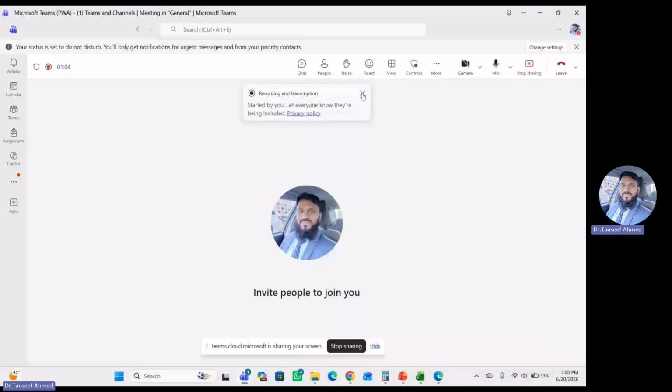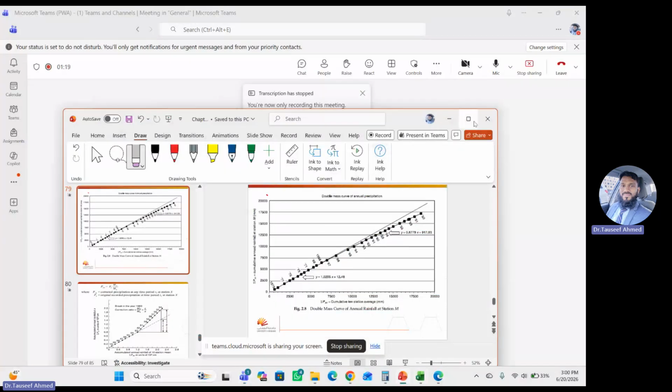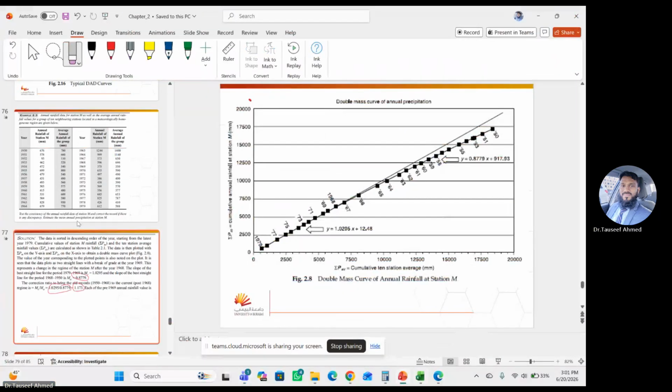Last numerical, actually, we have to discuss this one. Because of lack of time, we could not discuss it 100%. So today we'll discuss this one. This is the numerical, you can see.